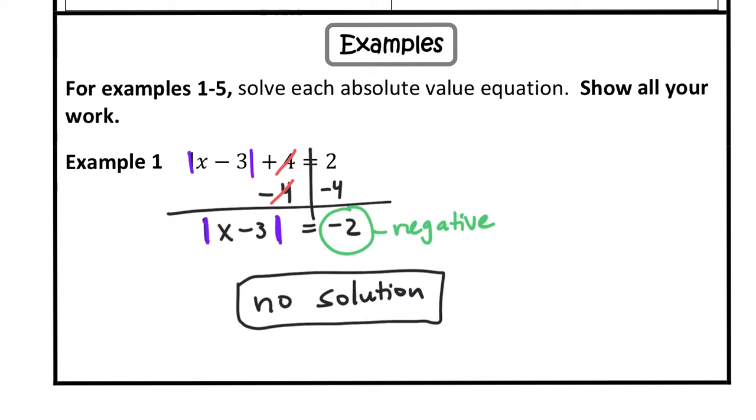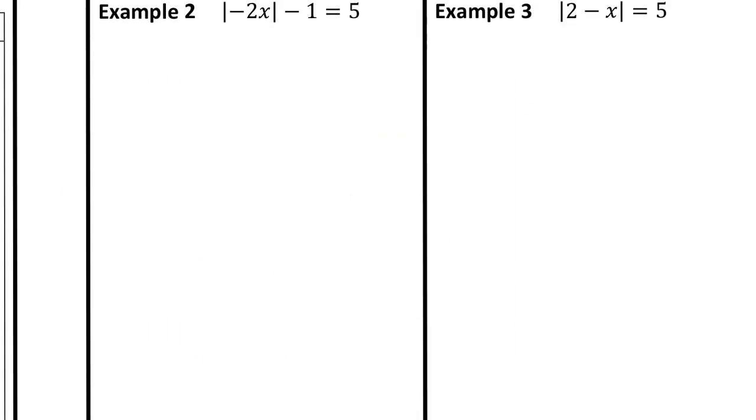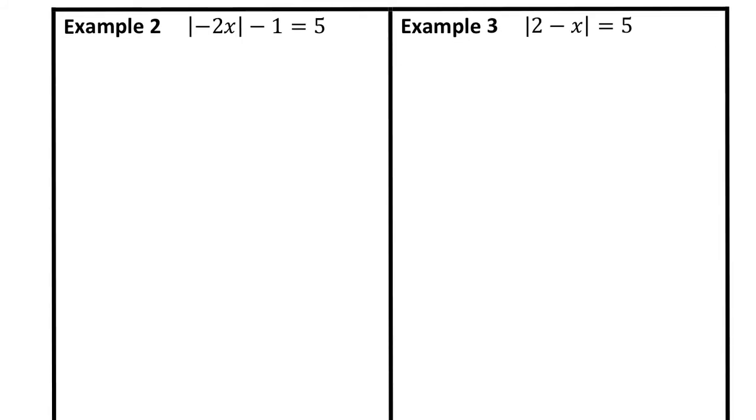Okay. Now let's look at the next example, example 2. I want to get the absolute value by itself, so I want to move the 1. The opposite of subtracting 1 is adding 1. So I'm going to bring the absolute value of negative 2x down. Negative 1 and positive 1 cancel. Bring down the equal sign. 5 plus 1 is 6.